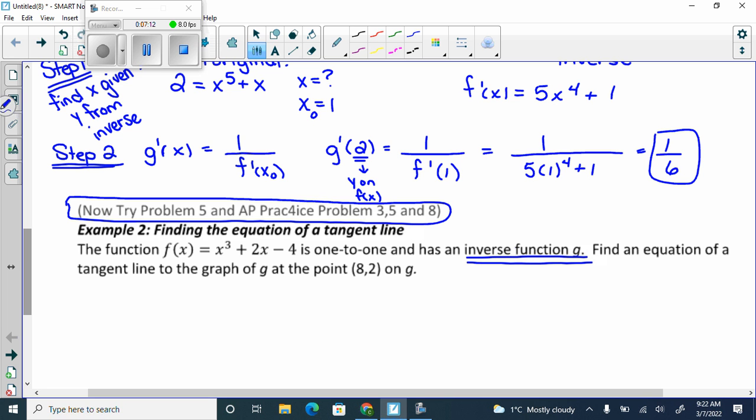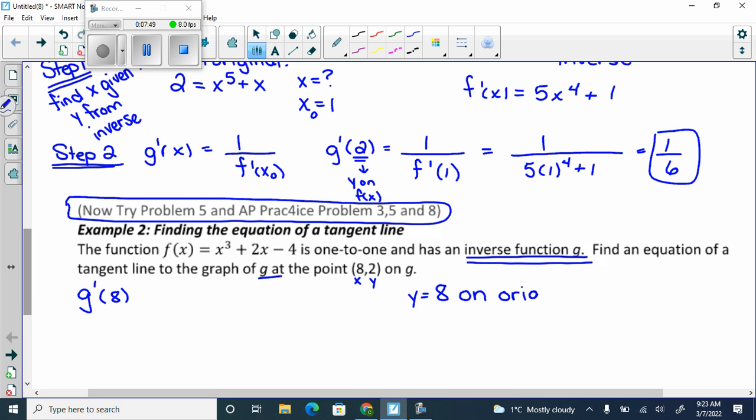Okay, so it says find an equation of a tangent line to the graph at 8, 2. So this is a point on g. So this is x, y, we agree. So I want g prime of 8, of its x. We agree? Not the same thing. Totally opposite. So we want g prime of 8, which we know 8 is actually what on the original? 8 is y, sorry. Y equals 8 on the original.